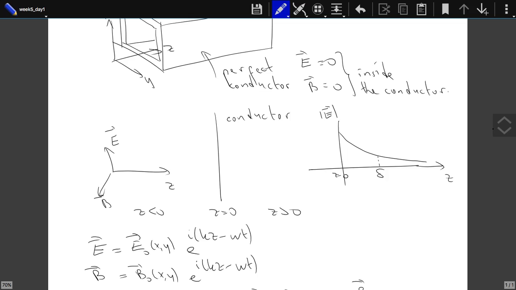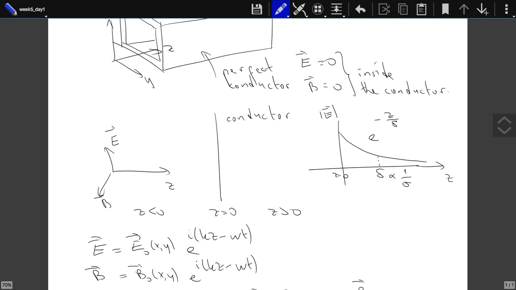And this delta, if you look at our expression for delta, is proportional to 1 over the conductivity. So if you have a perfect conductor, that is sigma is infinite, the skin depth just becomes 0. You see, this exponential has this form, e to the power minus z over delta. If sigma goes to infinity, for a perfect conductor, delta becomes 0.